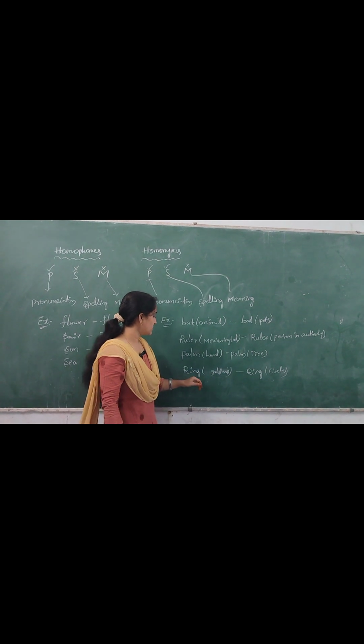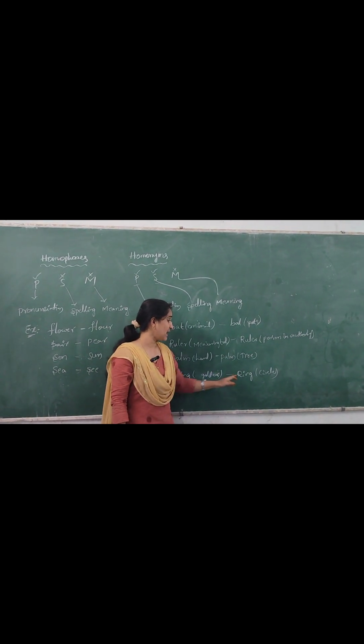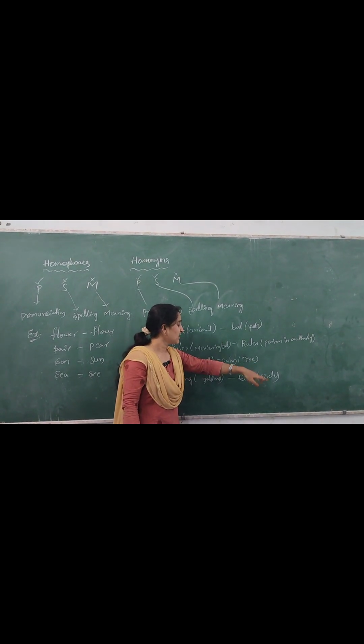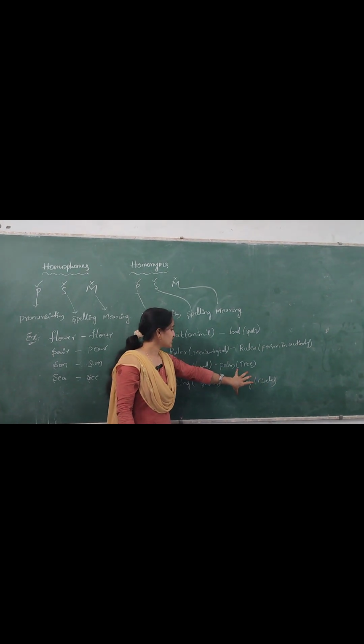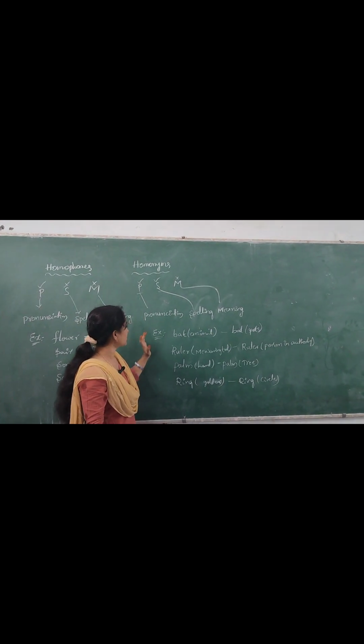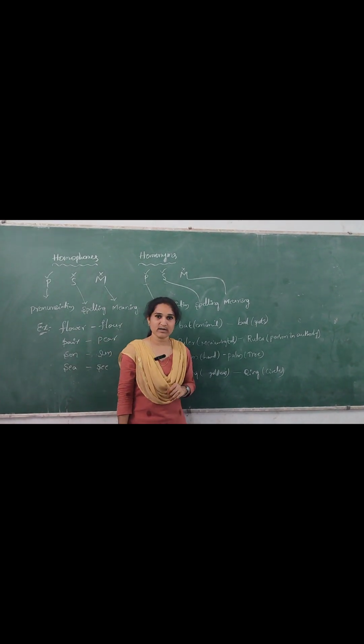And ring. Ring is like a golden ornament, and a ring is also a playing tool, like a circular one. These are a few examples for the homonyms. I hope you all understand my small session.